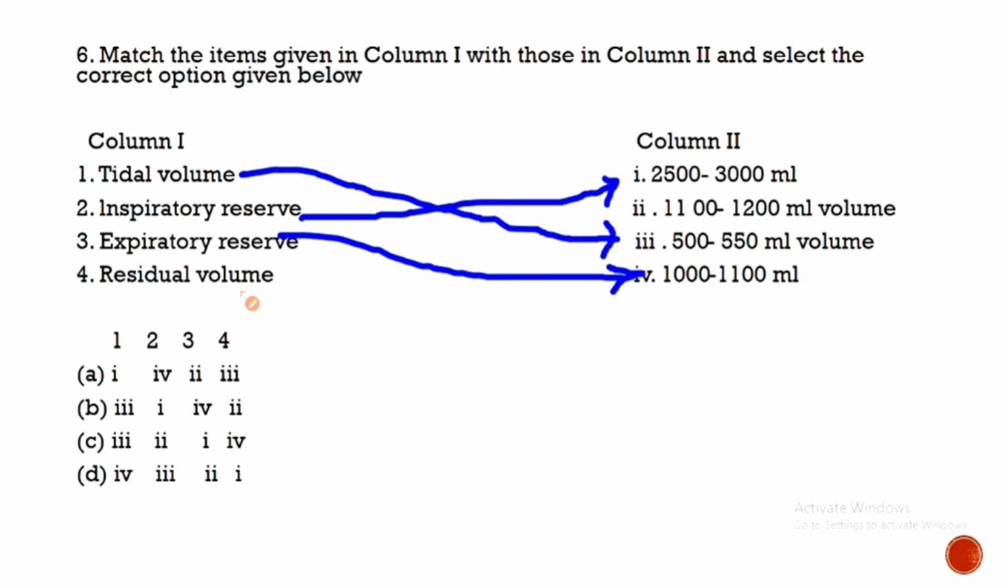Then residual volume. Residual volume is the volume of air which still remains in the lungs after the most forceful expiration. That volume is between 1100 to 1200 ml. So we have to match it now from the options given below. 1 matches with 3, 2 matches with 1, 3 matches with 4, and 4 matches with 2. Option B will be the correct answer here.